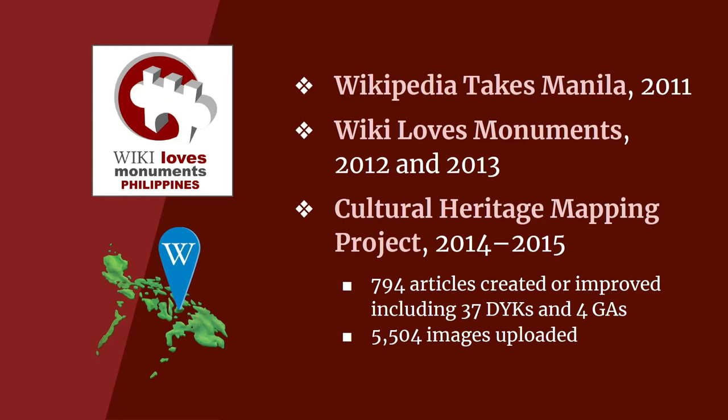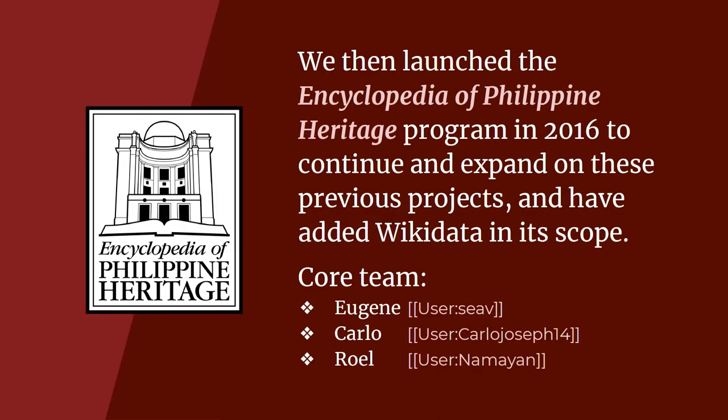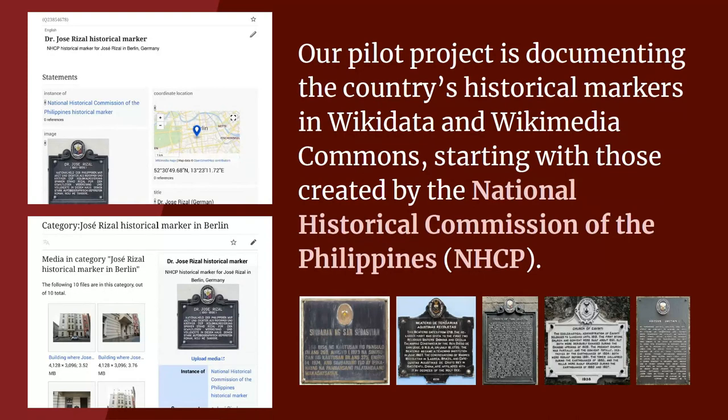794 articles were created or improved, including 37 Did You Knows and 4 good articles. And more than 5,000 images were uploaded to Commons. As a result of that, we then launched the Encyclopedia of Philippine Heritage program in order to expand the scope and also include Wikidata in the scope. So here's the core team, myself, Carlo, and Roel. Our first pilot project was to document the country's historical markers in Wikidata and Commons, starting with those created by our national historical agency, NHCP.